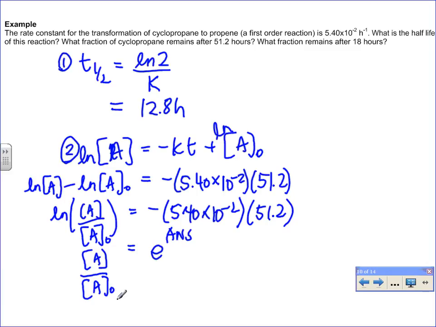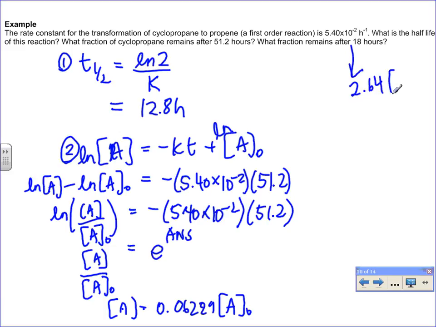And what you find here is that the concentration of A is equal to 0.0625 times the concentration of A naught, which is the fraction of A naught that we have left over. Okay, so you can do a similar example for what remains after 18 hours, and you get 0.379 of A naught.